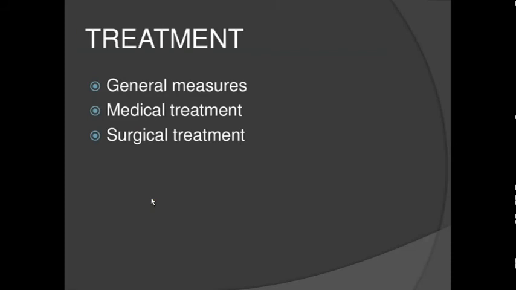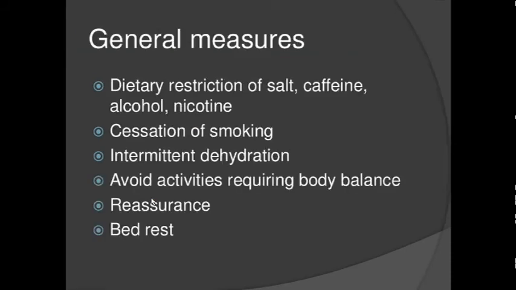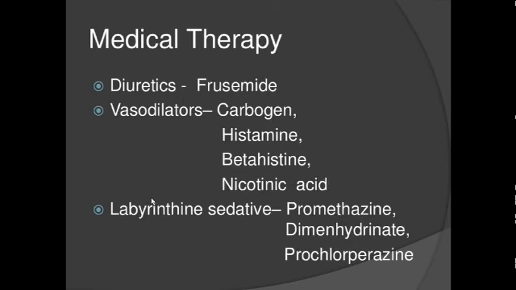So how will you treat a patient? Because it is endolymphatic hydrops, there is an increase in pressure within the endolymphatic chamber. So just like a patient of hypertension, you have to treat here. Dietary restriction of salt and caffeine, cessation of smoking, diuretics, vasodilators, and the next group is labyrinthine sedatives. Any kind of vertigo patients are given labyrinthine sedatives for a short period of time to reduce their symptoms.